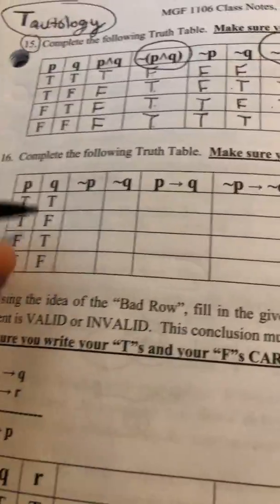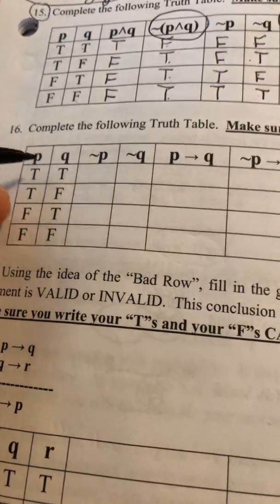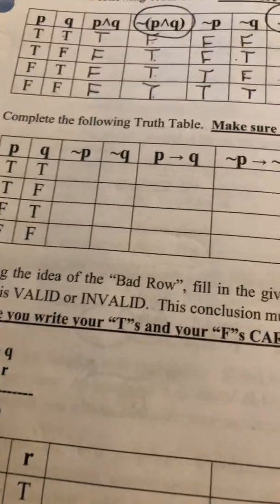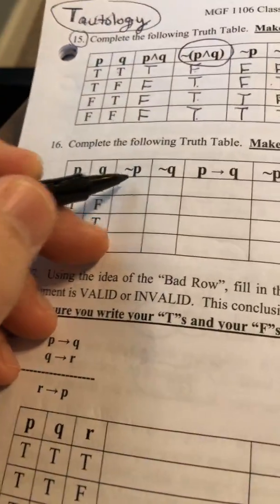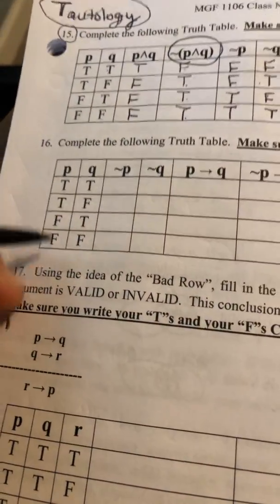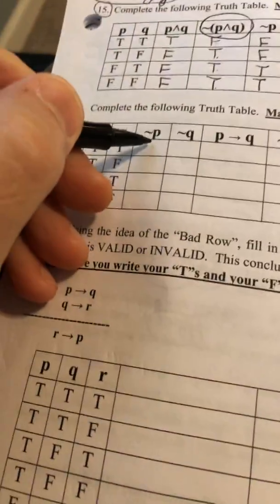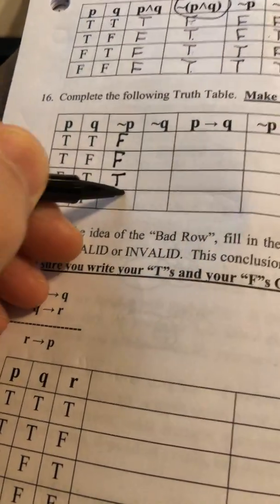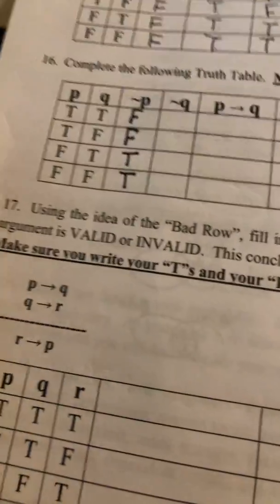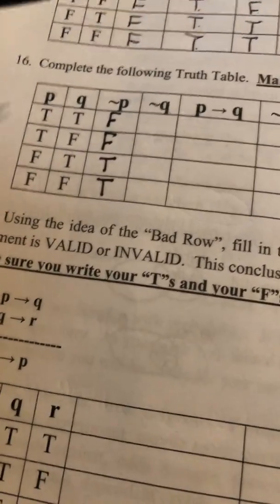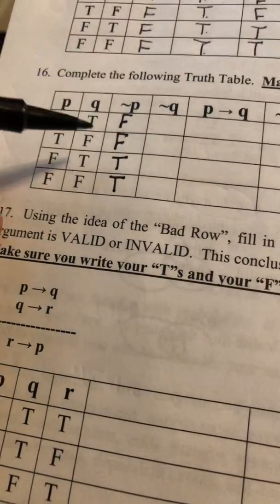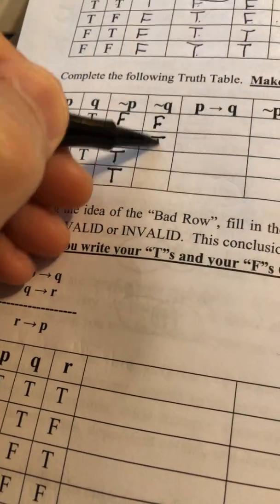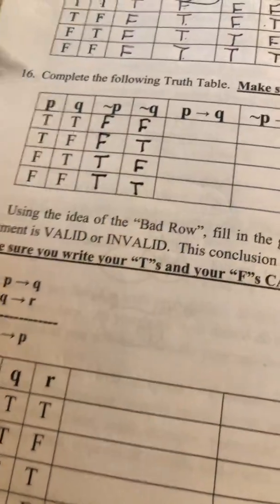We know this has 4 rows because it's made of 2 statements. So the first 2 are given. The negation of P is easy, right? We just look at the P column and reverse it, making it false, false, true, true. We negate it, take the different truth value. The negation of Q is also easy to fill in. Instead of true, false, it will be false, true, true.